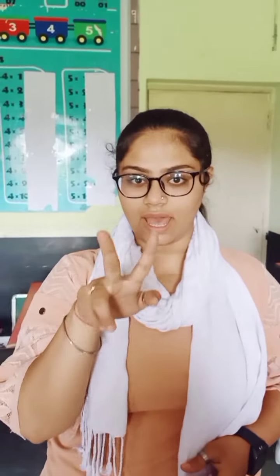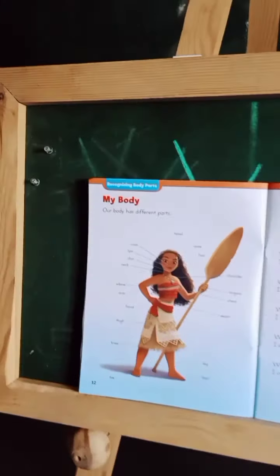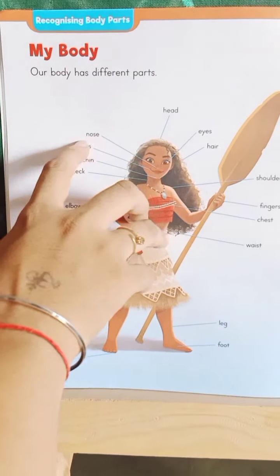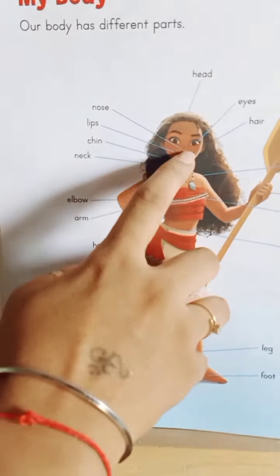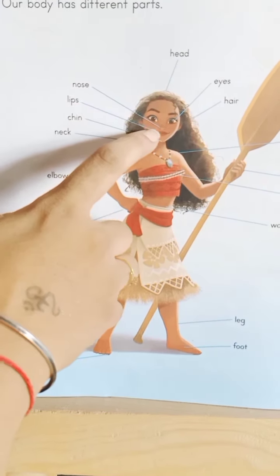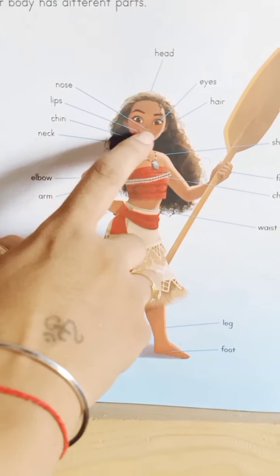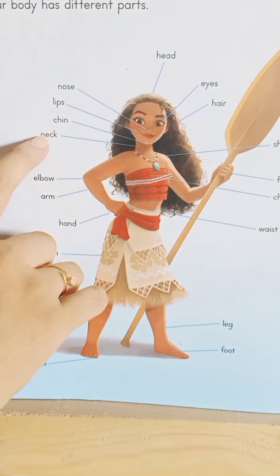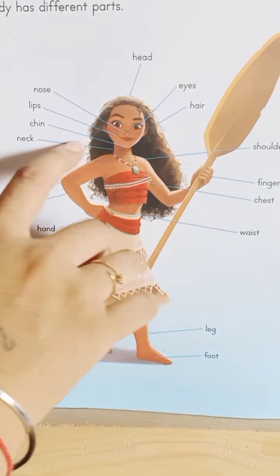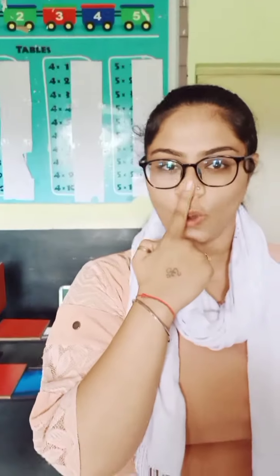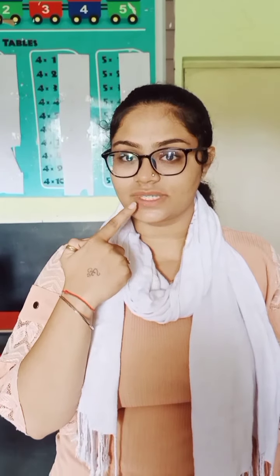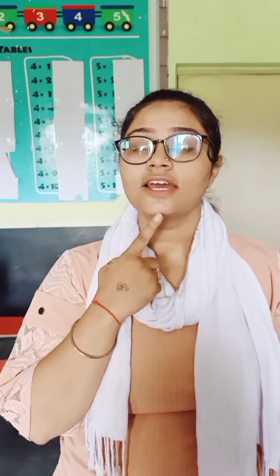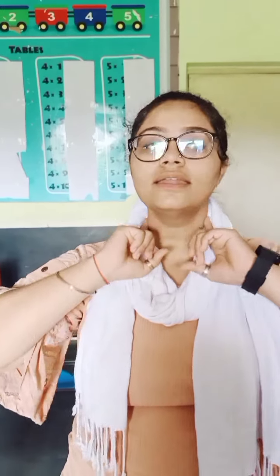So, we have two eyes, two shoulders, hair, and we have 10 fingers. Okay? So now, nose. We have one nose. Lips. Chin. Neck. Okay? So, we have one nose, lips, chin, and neck, okay?